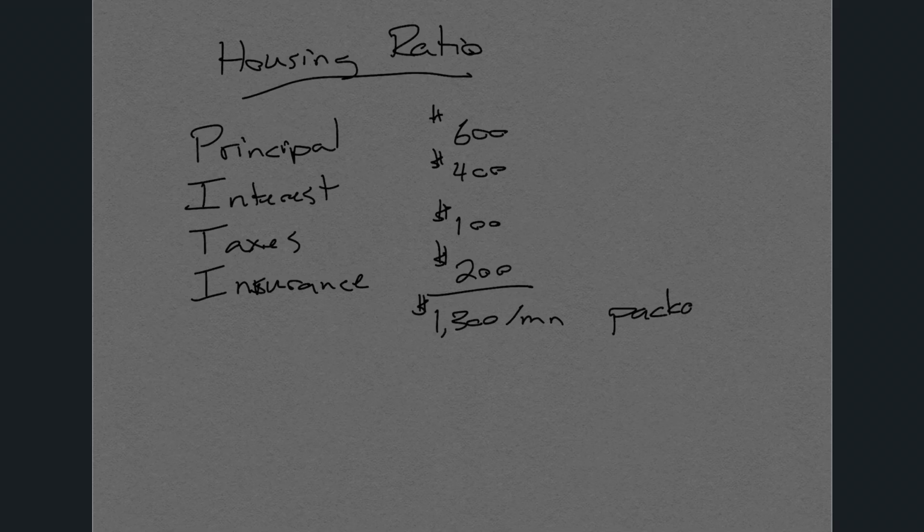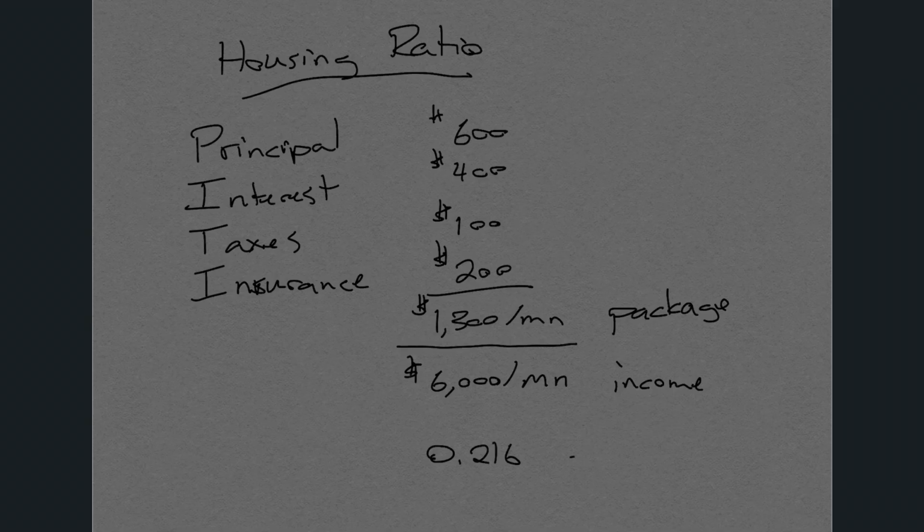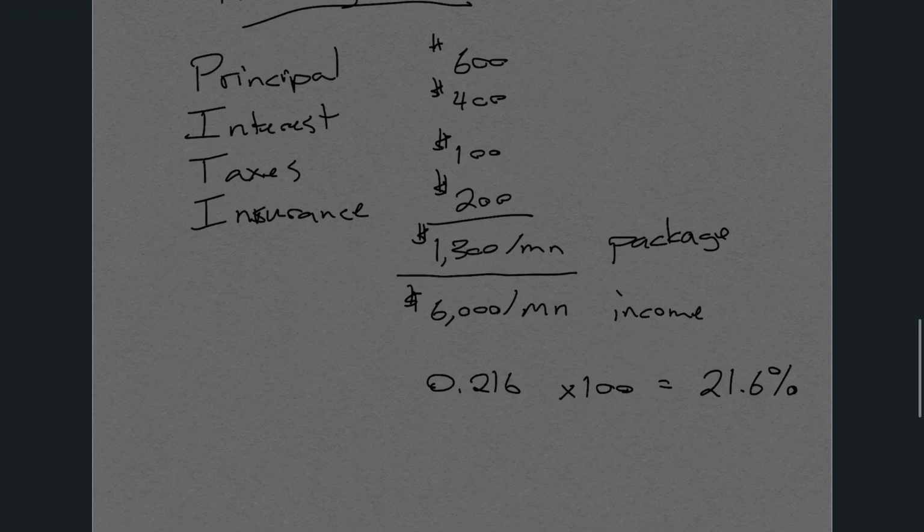And let's say that this individual brings home $6,000 a month. So easiest way to do this calculation is just divide it. So $1,300 over $6,000 a month. And this comes out to 0.216. Multiply that times 100. That's how you get percentages. 21.6%. Good rule of thumb is under 28% for these costs. You can do this with renting as well.